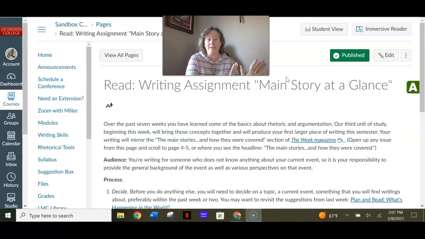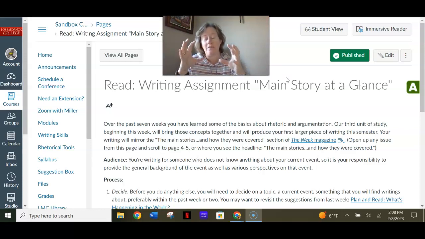Okay, so with that said, your goal is to write what's called a main story at a glance. And this assignment is based on a type of article that is sponsored in The Week magazine. And you'll see at the bottom of the page of the assignment some PDFs of this type of article that I'm talking about. What the article does is it essentially takes an event, a current happening, something that has occurred anywhere in the world, and distills it into 3 different sections. And that's essentially what you're going to be doing for this assignment.